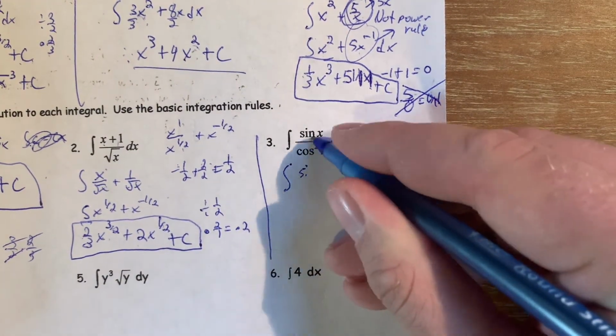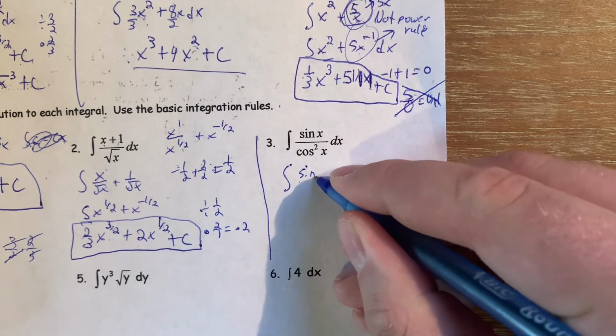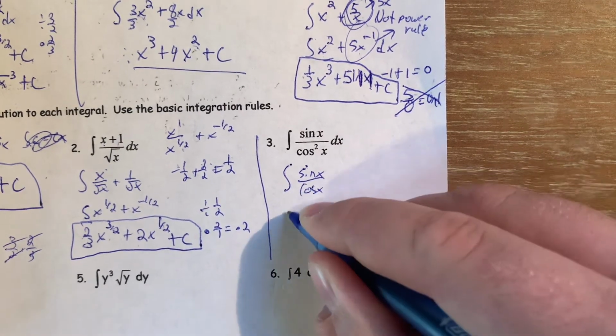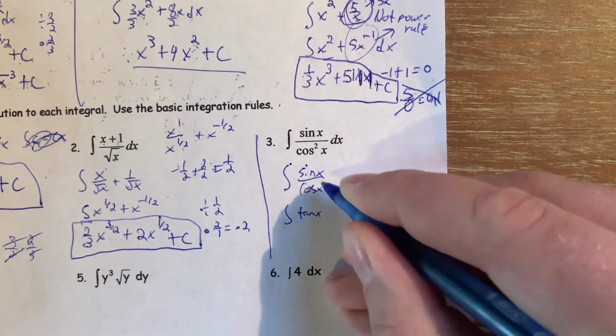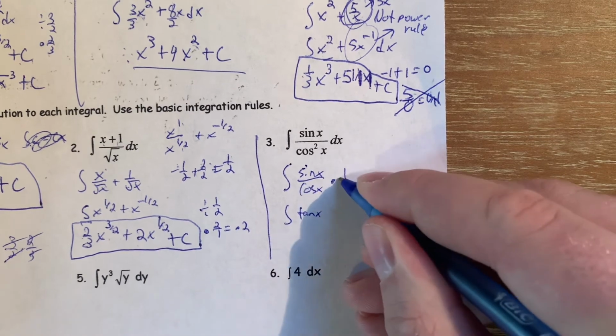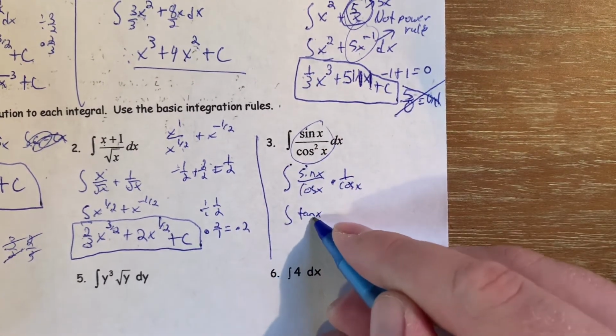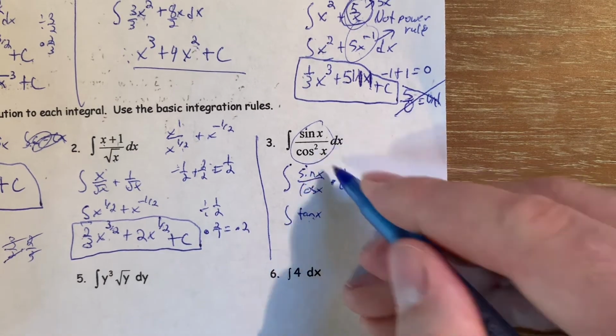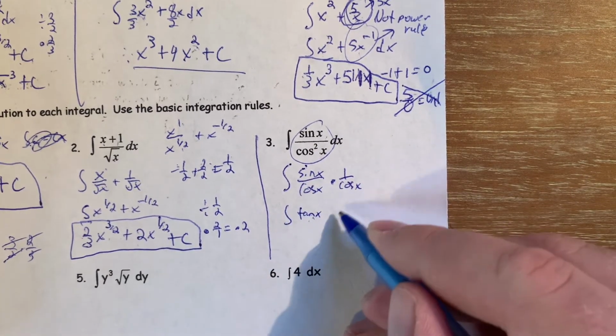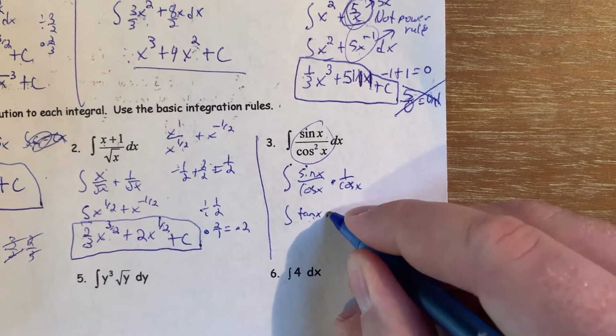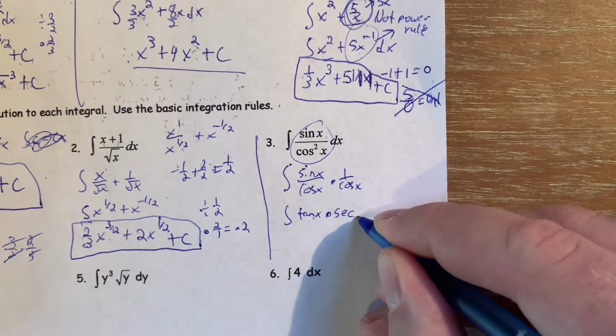So I noticed there's a sine of x over cosine of x, and that's helpful because this is tangent of x, but there's an extra cosine of x here. Whenever I see sine over cosine, I'm like, maybe I could try writing that as a tangent. And 1 over cosine, that will multiply times this to make cosine squared. So 1 over cosine is secant.